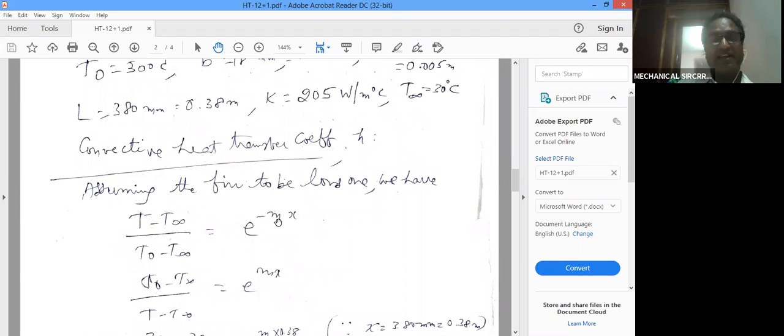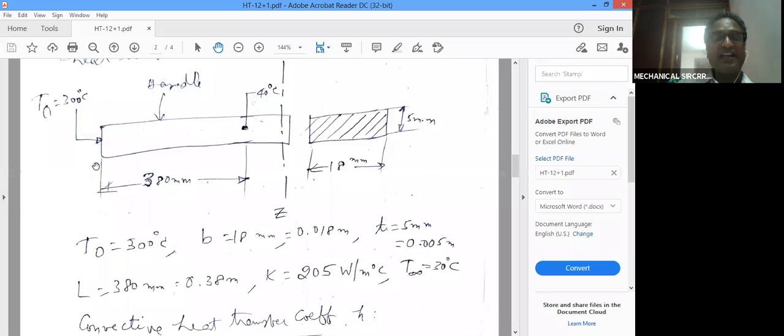From this, you can calculate the m value. Consider a lengthy fin of length 380 mm, width 18 mm, and thickness 5 mm. The temperature at the base T0 is 300 degrees centigrade, and the temperature at the other end, at a distance of 380 mm from the base, is 40 degrees centigrade.